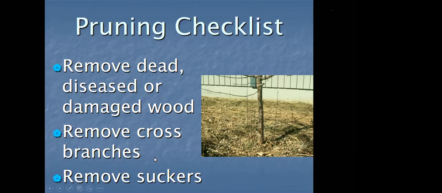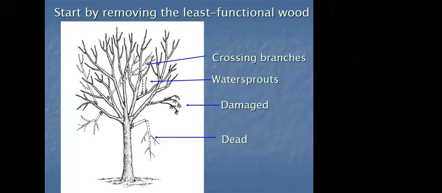You can remove any cross branches, and I'll show you some examples of that, and remove any of the suckers or water sprouts. So you start with that checklist or guide and start to take some of those out. If you had some winter damage and you see some dead branches, remove those from the get-go. Cross branches, like you can see here, anything growing in towards the center of the tree can be removed.